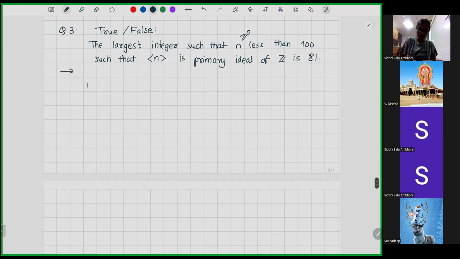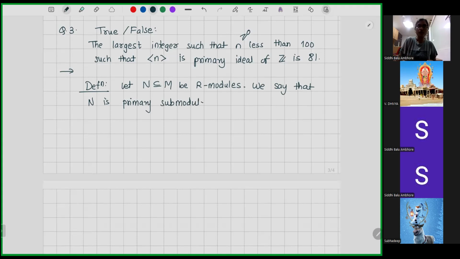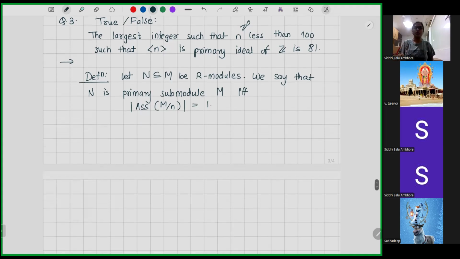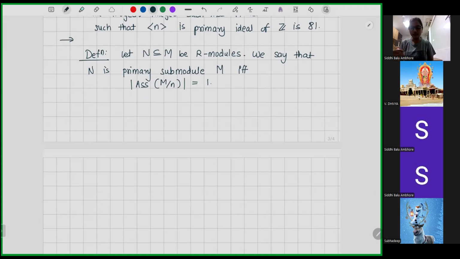Okay, so let me write the definition of a primary ideal. Let N and M be R-modules, where N is an R-submodule of M. And we say that N is a primary submodule of M if the cardinality of associated primes of M over N is 1. So M quotiented by N has only one associated prime. That implies that N is a primary submodule. This is a definition from Atiyah-MacDonald's book, Introduction to Commutative Algebra.